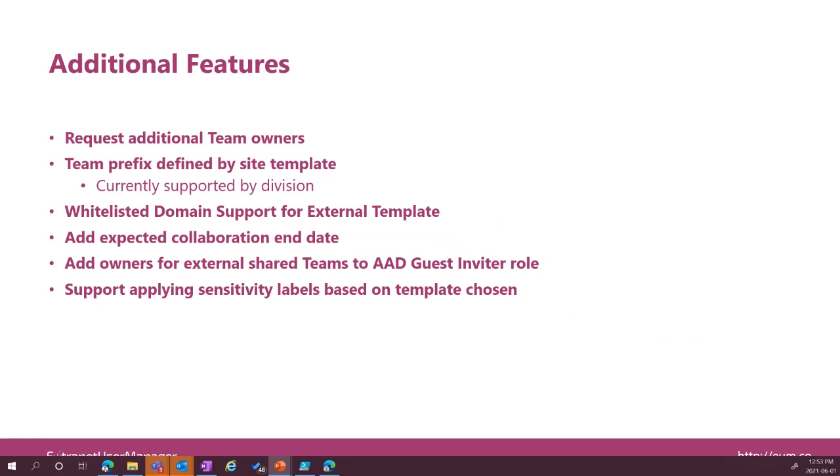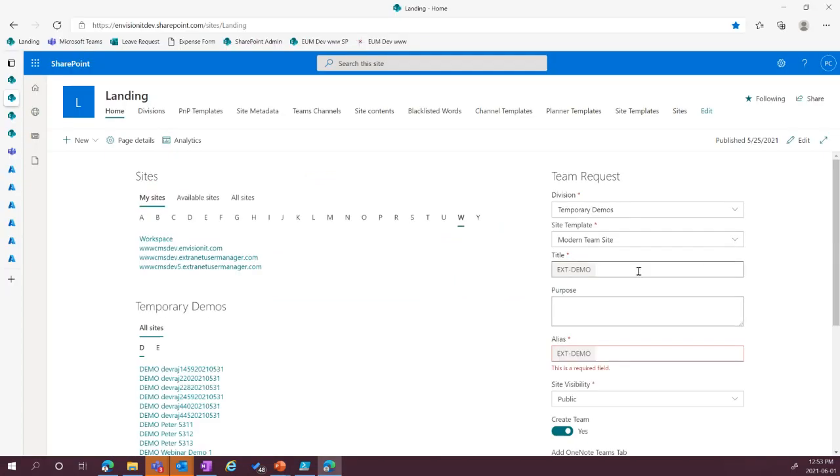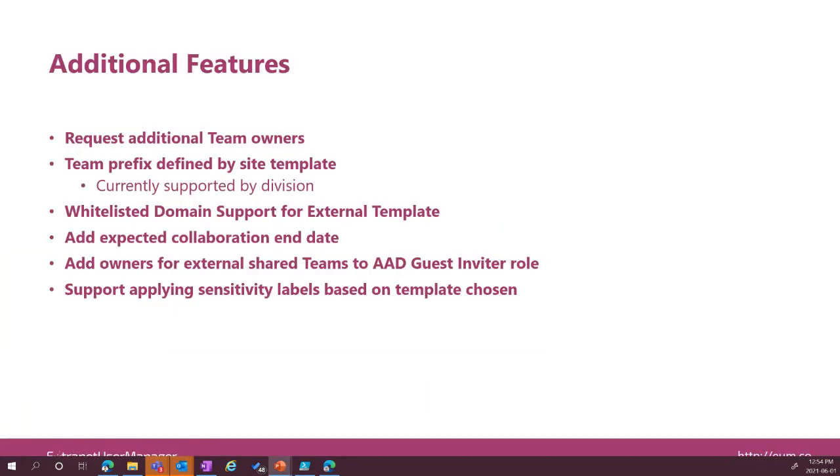Back to the governance side of things, putting in a collaboration end date. How long do you want this team to be around for, and what should happen when that date comes along? Does a workflow kick off that asks if it needs to be extended, or the site needs to be deleted or archived? Getting that full lifecycle idea in there.